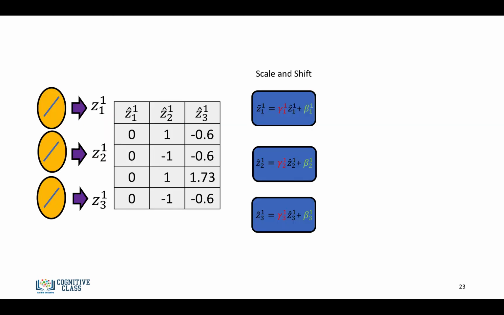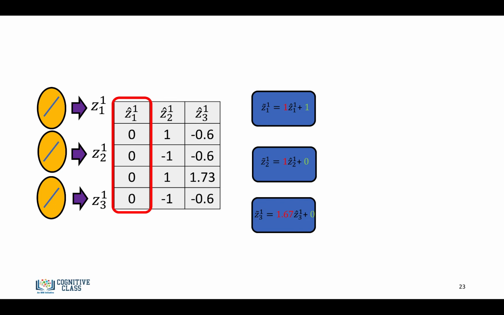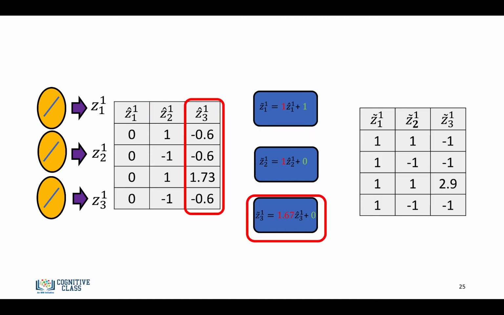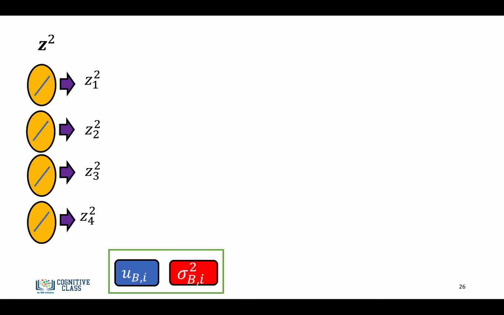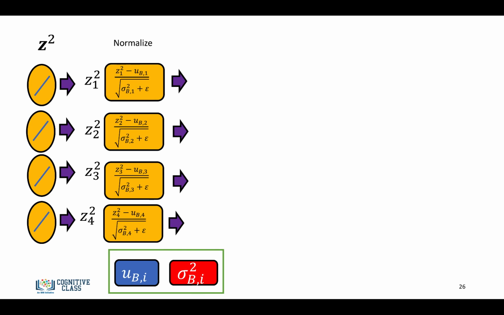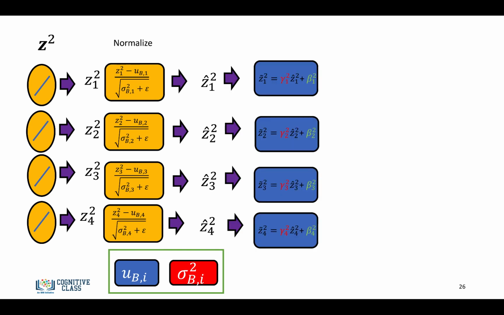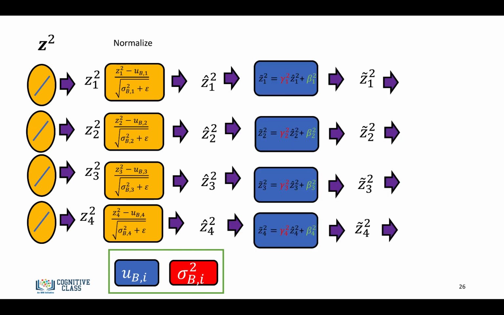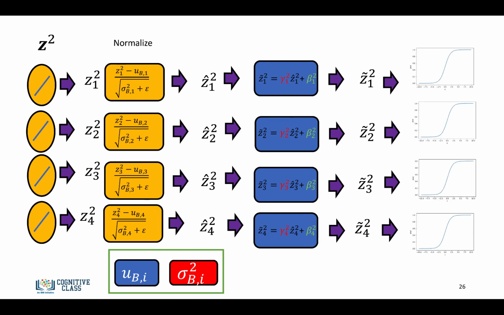Then we'll apply the scale and shift parameters to each of the neurons, and again, these parameters are learned via training, and this gives the model some flexibility. In this example, we'll use the following values. We'll take the output of the first neuron and scale and shift all the values using this transform. Same for the second neuron and the third neuron. Then we'll repeat the process for the second layer. We'll calculate a mean and standard deviation. We'll normalize the values, apply a second scale and shift parameter, and then we'll pass it to the activation functions.